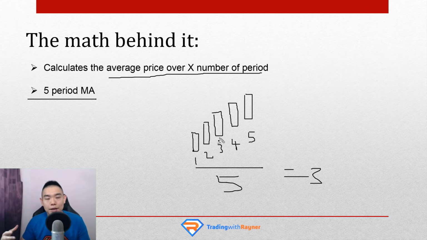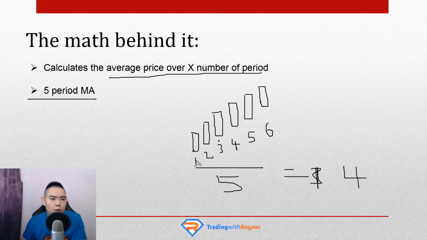So now let's say a new candle has formed. Price has closed higher on this 6th candle over here, and let's say it closed at $6. Now, what is the new 5-period moving average value? What you're going to do is take the most recent prices over the last 5 candles. So you take 2 plus 3 plus 4 plus 5 plus 6. You divide by 5 and you get the value of 4.